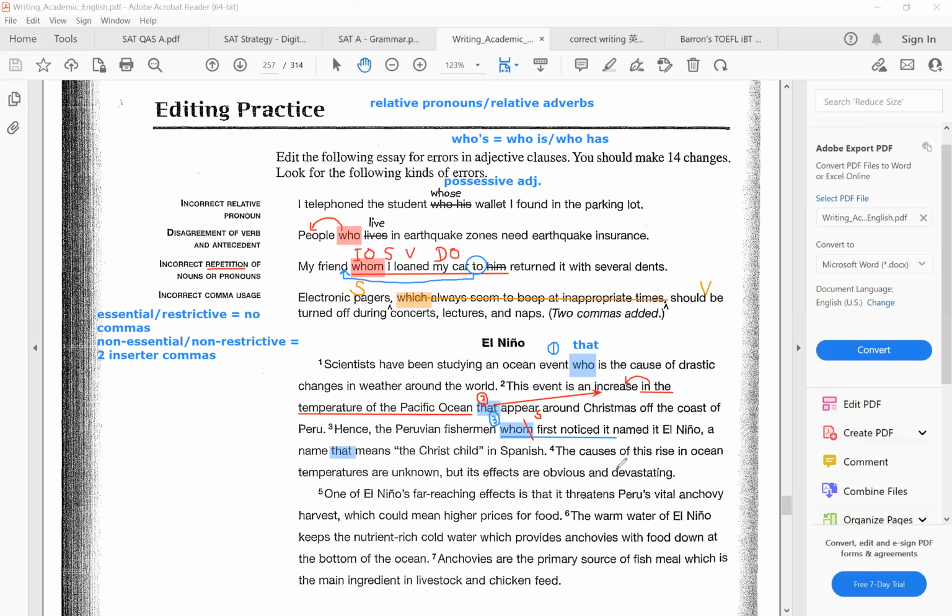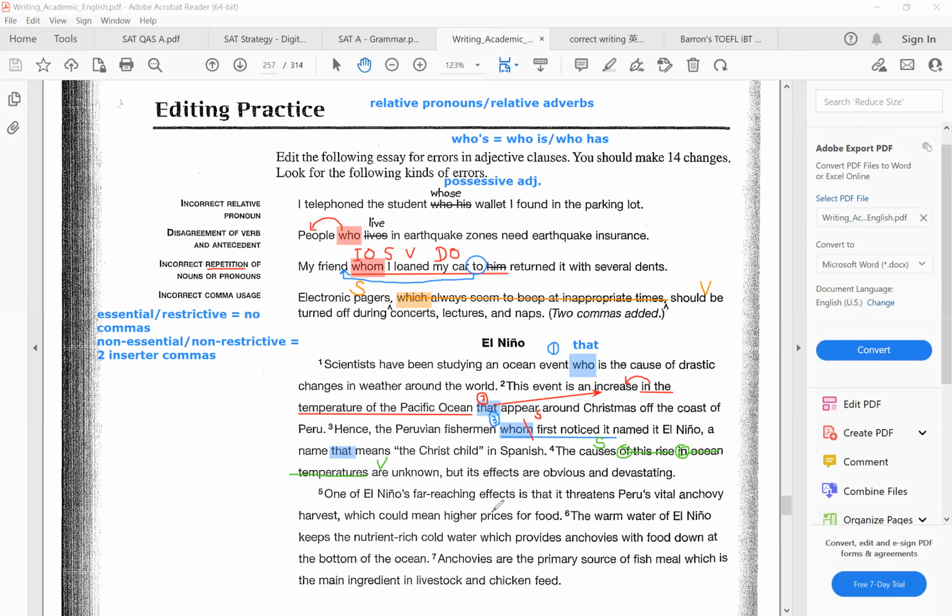The causes of this rise in ocean temperature are unknown. So this has nothing to do with adjective clause, but just a quick reminder. Your subject is causes. Why is the verb plural? Make sure you cross out your intervening expression, right, of this rise in ocean temperatures. So you have a plural subject, but its effects are obvious and devastating.